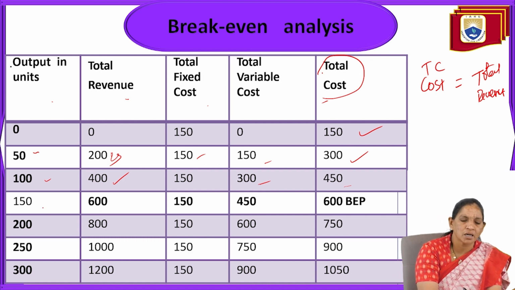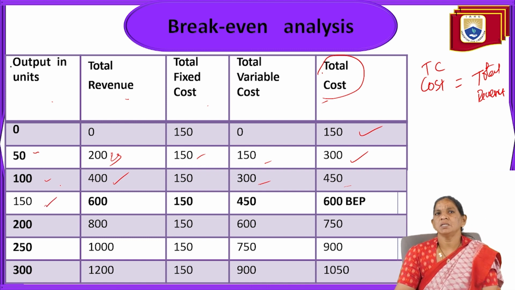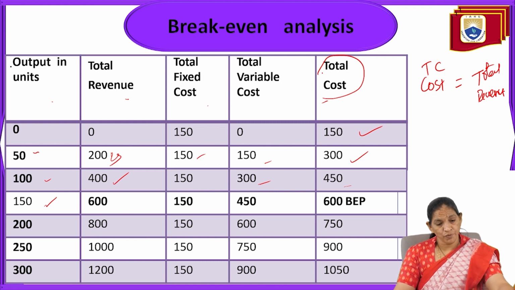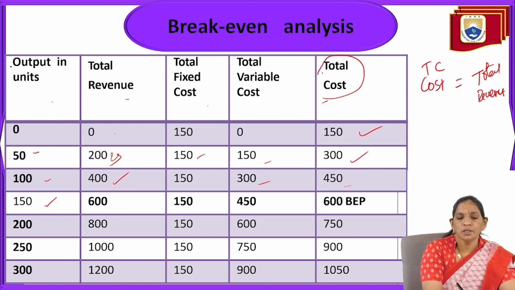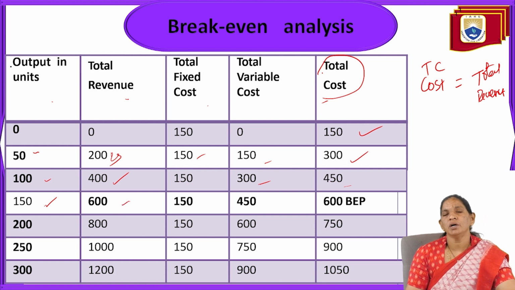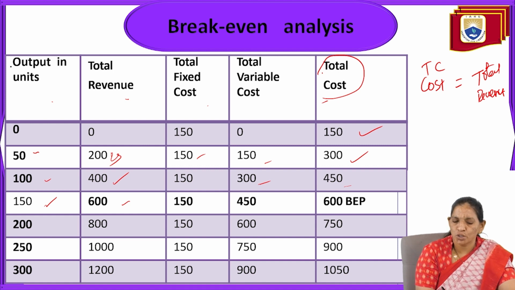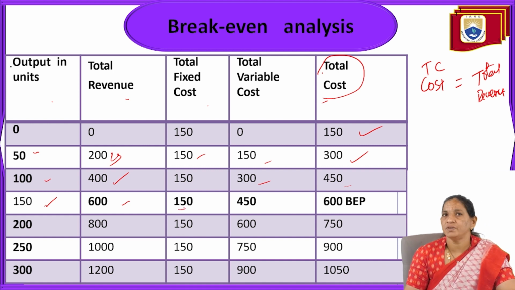Then we will see another point. Maybe they increased another 50 units, meaning 150 units have been produced. If 150 units are produced, then the total revenue we received from the external market through sales was 600. And the fixed cost will be the same, so 150 is the fixed cost.